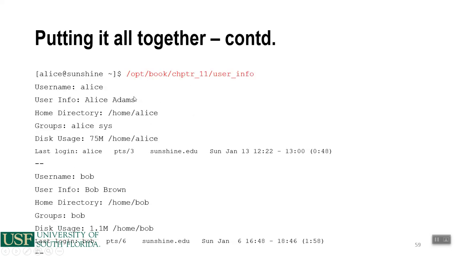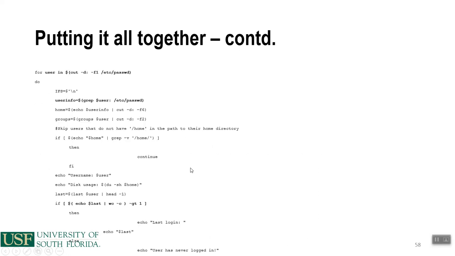So if we run this script, we can get the information for Alice: their user information, their home directory, the groups that they're associated with, their disk usage, when their last login is, and so on. Similarly, if we were to run this for Bob, we can get all of this information for Bob as well. So this is really an example of a script putting all of these components together. You're cutting from particular files. You're skipping over particular files or lines that don't meet certain criteria. You're looping over multiple users, and then you're printing out those particular pieces of information that are very useful for you as a systems administrator.